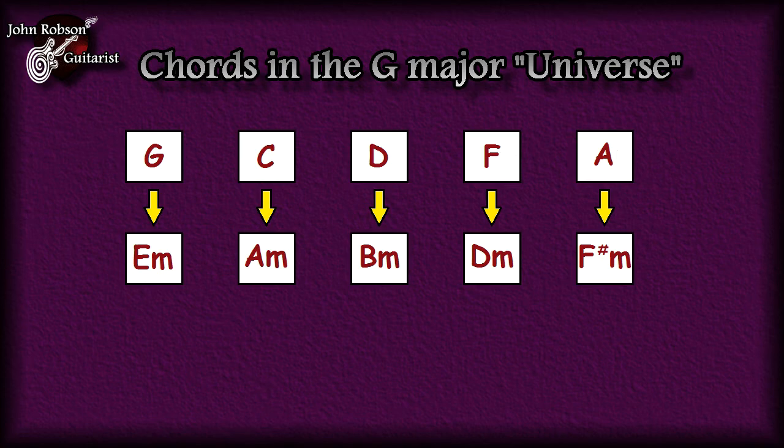So now it's up to you to go and figure out what chords are in any other universe. The D major universe, the F major universe, the C major universe, etc, etc. But for now, just to prove that all of this really does work, coming up next is a piece of music, a little chord sequence that I knocked together using all 10 of these chords from the G major universe.